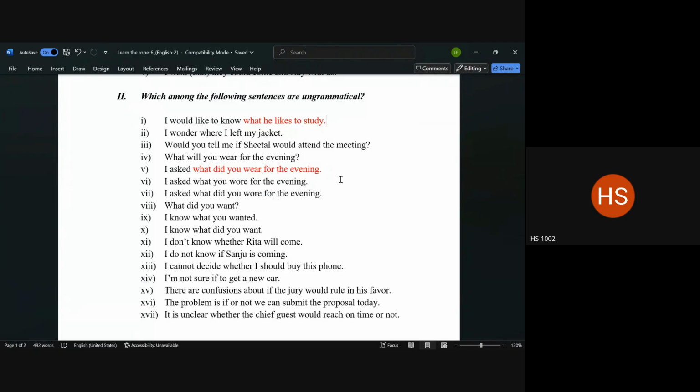See, these are sentences in two different tenses. That is fine. One is in present tense and the other is in past tense. That's fine. But if you look at the structure itself of that clause, what difference do you see, is my question. What he likes to study. Okay, so do we say what does he like to study?